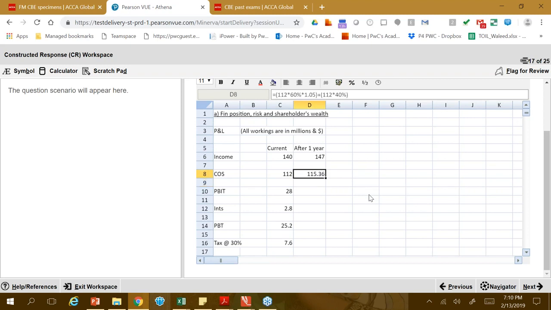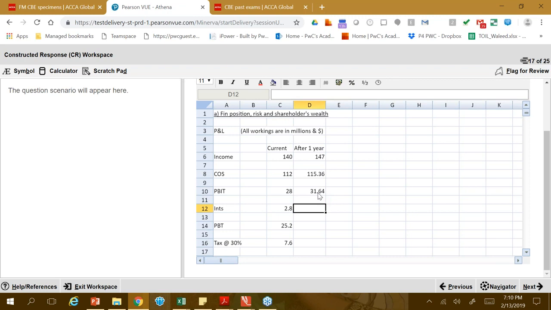And we get here 115.36. So cost of sales total was 112. 60% were variable. They will go up by 5%. And the remaining 40% are fixed, which means they will remain the same. So the PBIT now will be the D6 minus the D8. Get 31.64.